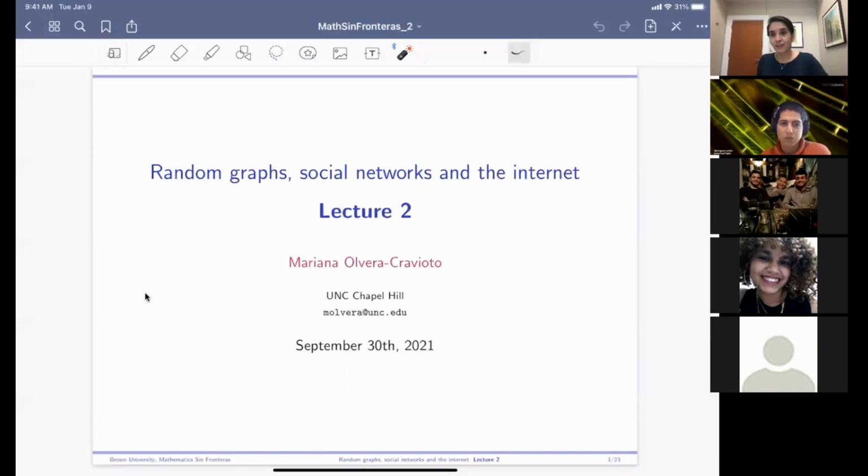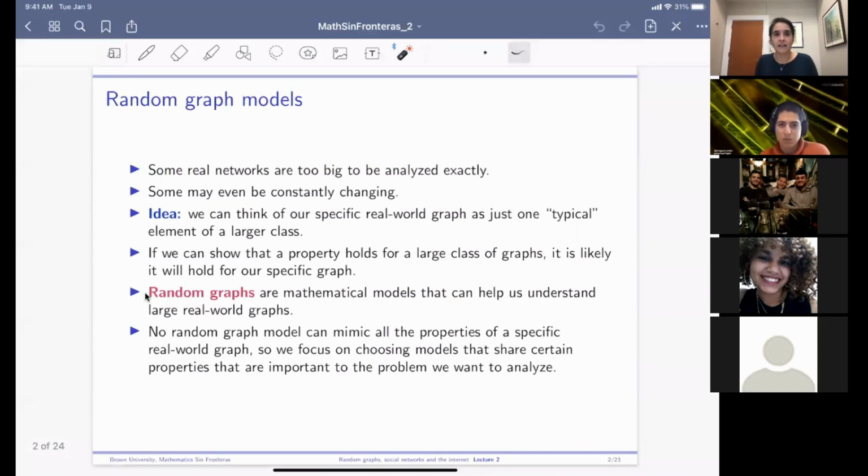Okay, so let's start with today's lecture. And I want to get a little bit more into random graphs this time around. In the first lecture, I discussed some very basic properties about graphs in general, directed graphs, undirected graphs, cycles, cliques, subgraphs, and many of the topics that are relevant to people studying graphs in general.